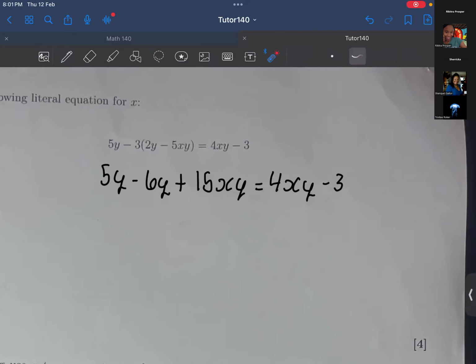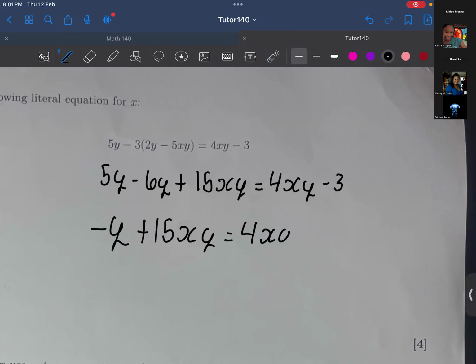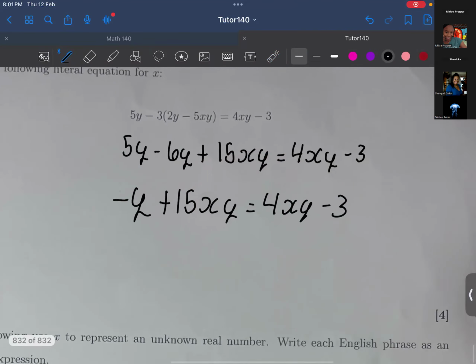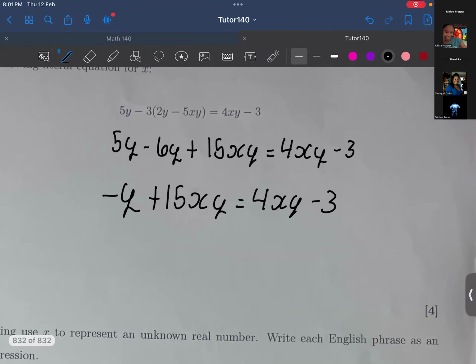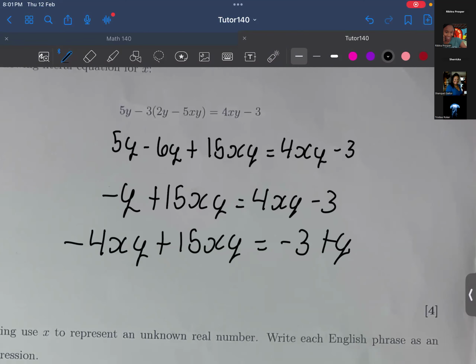Okay, so now simplify. 5 minus 6, that's negative y plus 15xy equals 4xy minus 3. We're going to send all the x's on one side, and all the variables that don't contain x on the other side. So this would be negative 4xy plus 15xy is equal to negative 3 plus y.